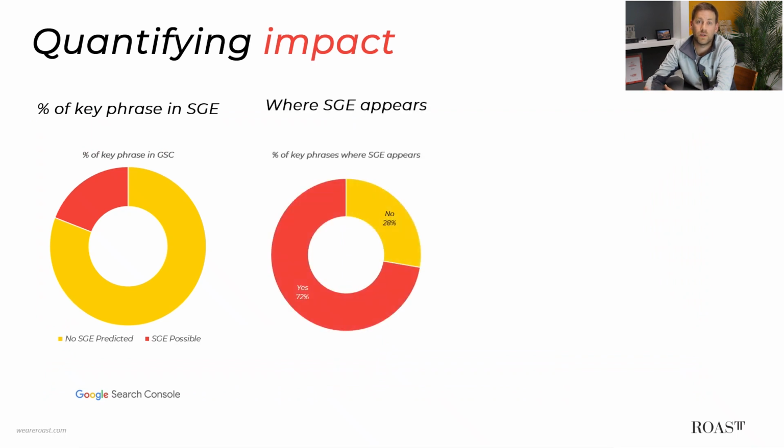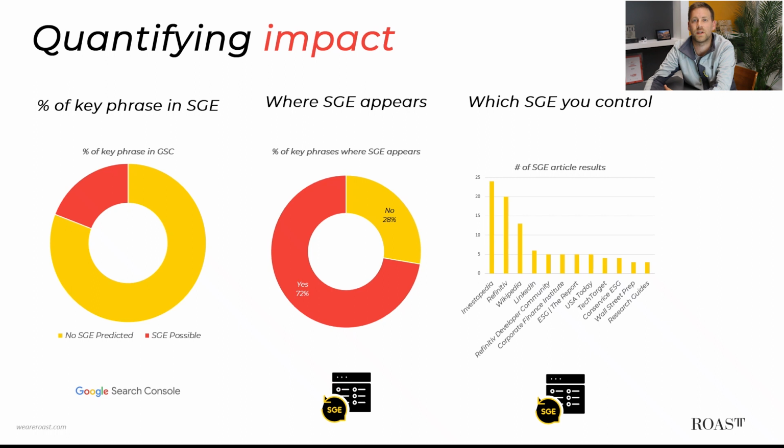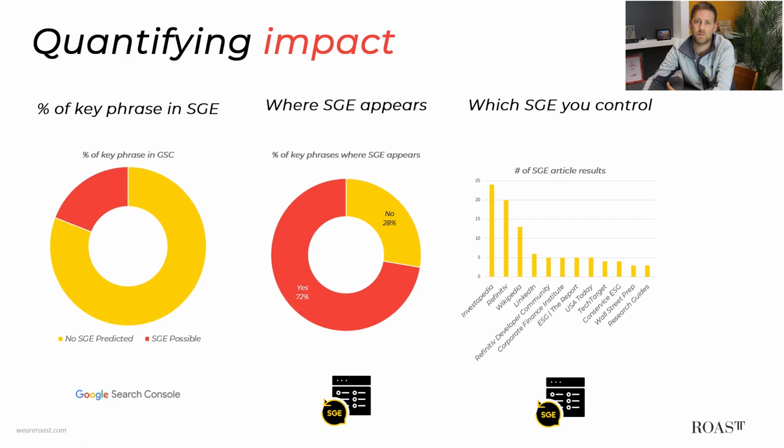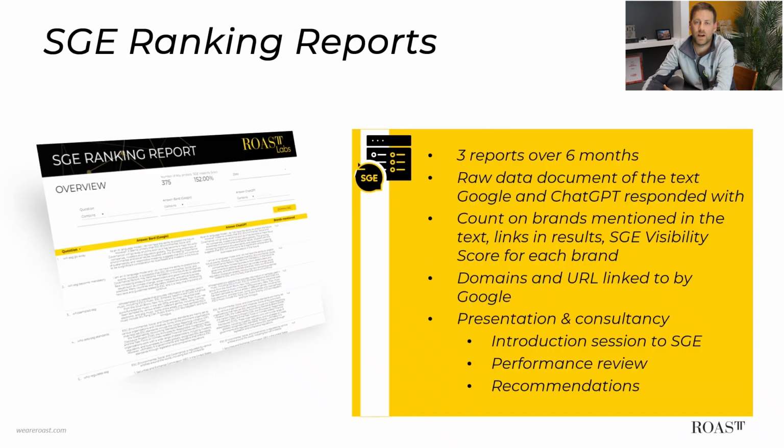So how do we quantify the impact? We look at 3 different metrics. First of all, using your Search Console data, we'll make a prediction on how many of your key phrases could be impacted. This will vary according to different types of businesses, but it could be as high as 50-60%. For each key phrase, we then have a tool that checks if an SGE report is appearing or not. Our SGE ranking reports run over 3 different months. We have a benchmark report, 1 improvement, and then a final improvement report after 6 months. We provide you with the full data, and we can do this for different combinations of Google and languages, and we can also do it for ChatGPT results as well. We then will work with your content teams and your SEO teams to be able to implement recommendations for improvements to gain further visibility in these types of results.